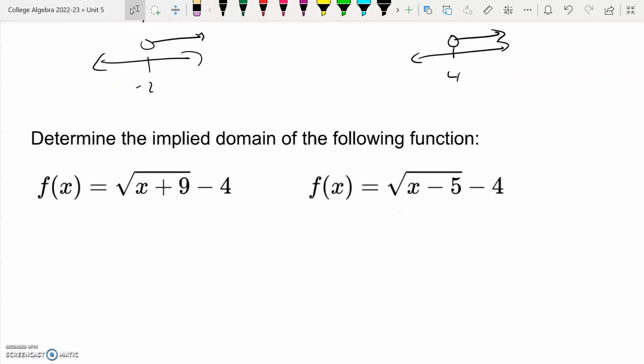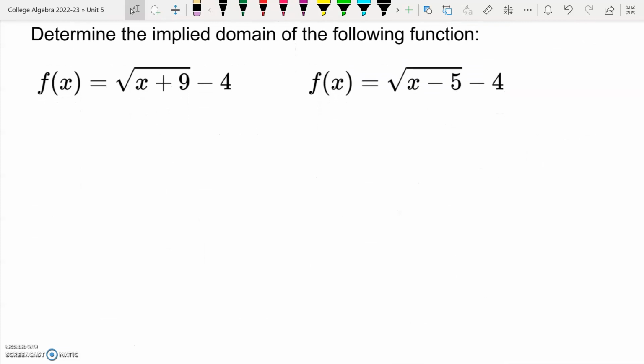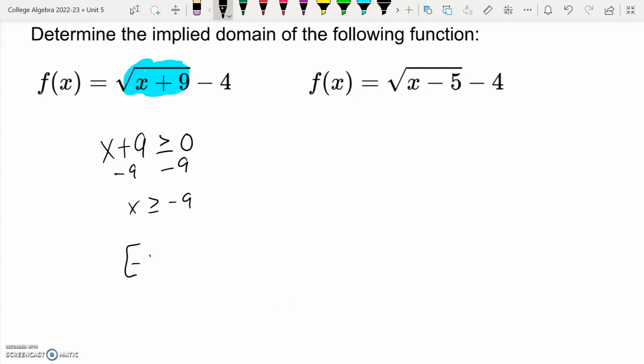So then if I just give you a square root and no fraction, like these, you only focus on what's inside of the square root. We do not care about anything that's outside the square root. Now, normally we would say it's greater than or equal to 0 because you can have 0, you just can't have a negative number. So I would subtract 9, x is greater than or equal to negative 9. I would say it's negative 9 to infinity because whenever you graph on a number line, negative 9, closed, greater than or equal to, I would shade to the right.